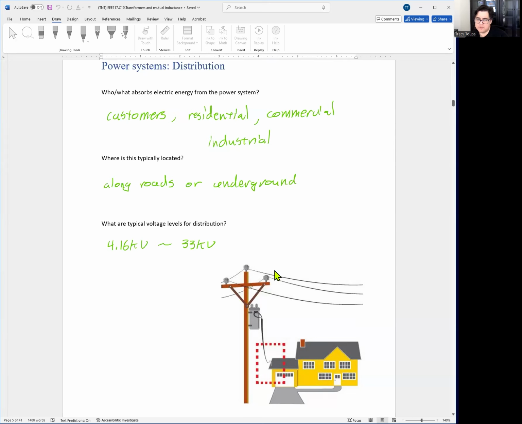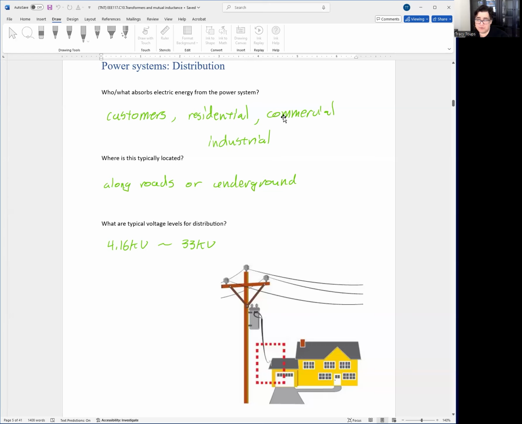Now, who absorbs electric energy from the distribution grid? That's the customers. So this is a house right here. You'll see that off this little pole-mounted transformer, you'll have three wires that go to your metering pole right here. And then on the side of your house, about right there, you'll have an actual meter, and that's where they calculate how much electricity is flowing into your house, right? So customers, homeowners, residential, right?